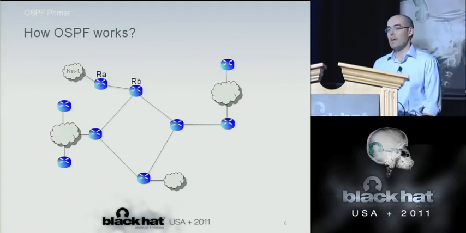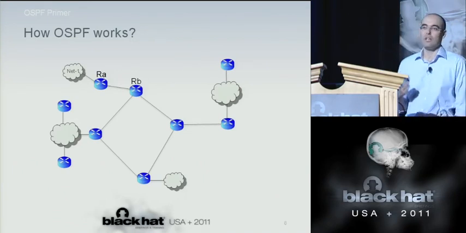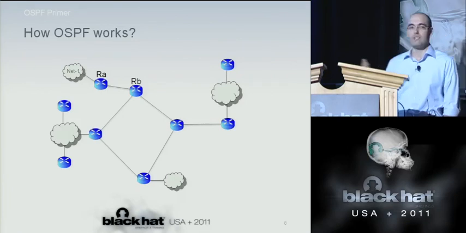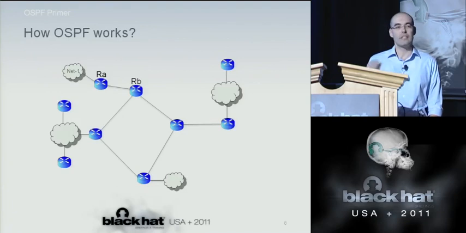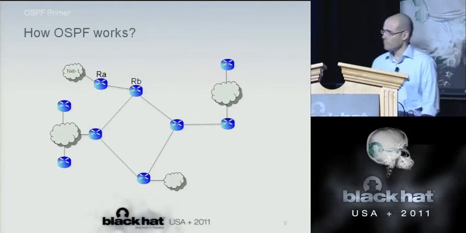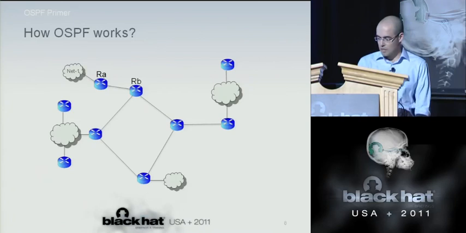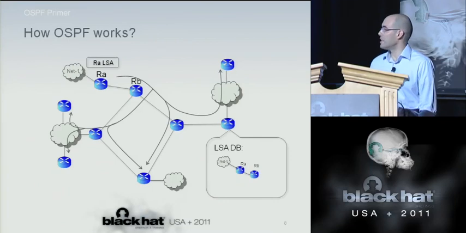Now OSPF works by having the routers periodically advertise routing advertisements, which we call link state advertisements, or LSA for short. In each LSA, the router tells us to which other routers or networks it is directly connected. And this LSA is flooded throughout the autonomous system. So, for example, the LSA of RA is flooded throughout the network.